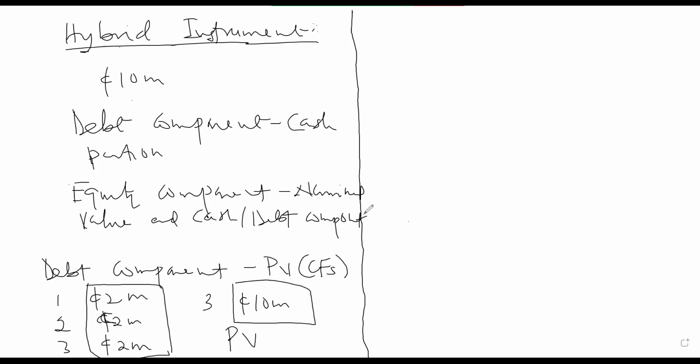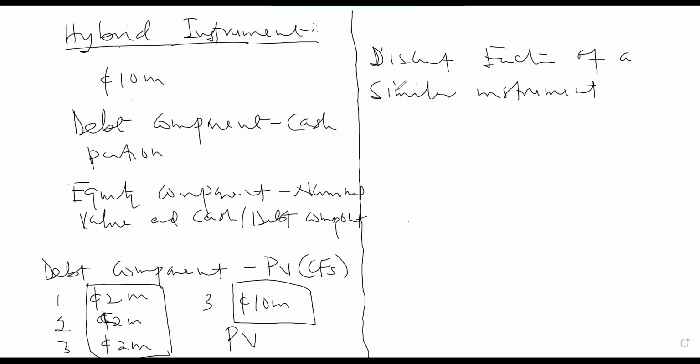If you are calculating present value, you need a discount factor. So which discount factor are we going to use? We use the discount factor of a similar instrument without conversion rights.